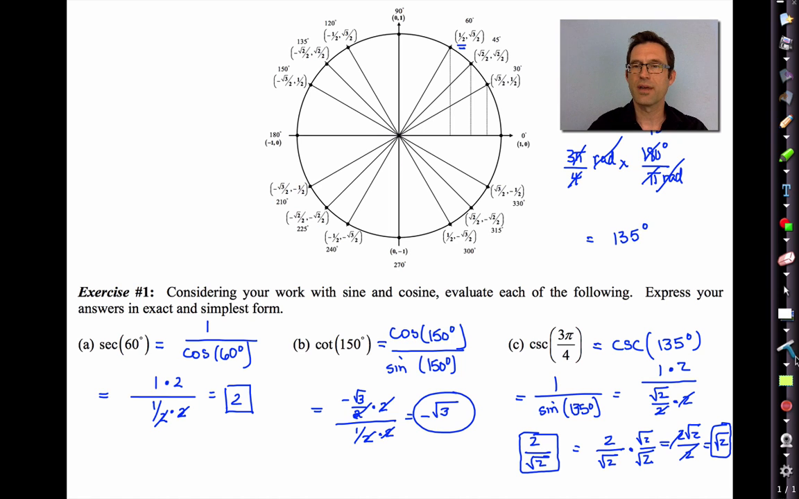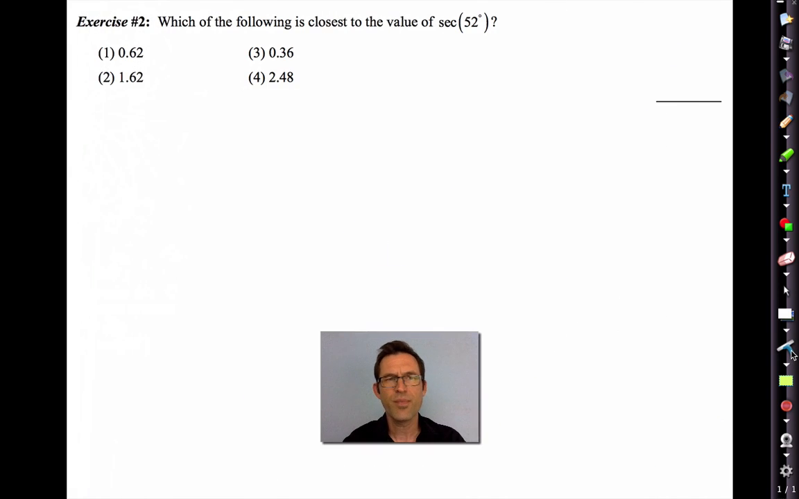Okay, let's clear out the text. Now exercise 2. Which of the following is closest to the value of secant of 52 degrees?